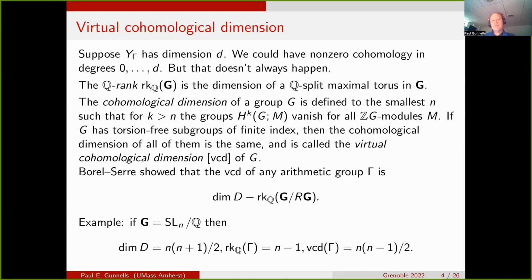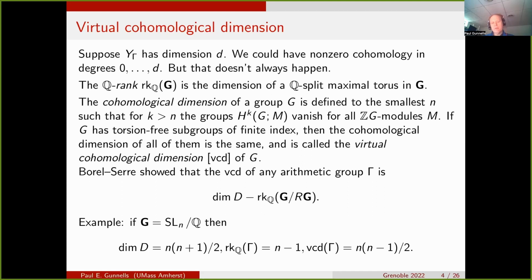So if G were semi-simple, the radical would not be there and it would just be the Q rank of G. But because we allow reductive, we have to put this in, okay? So remember that reductive was basically semi-simple times central torus. And so this is just saying that the central torus is not contributing to this discussion. We only care about the associated semi-simple group, okay?